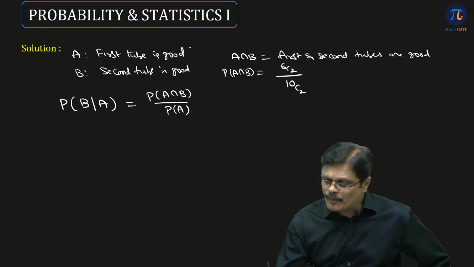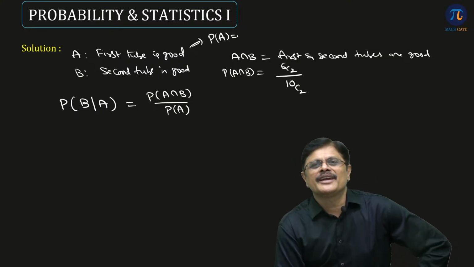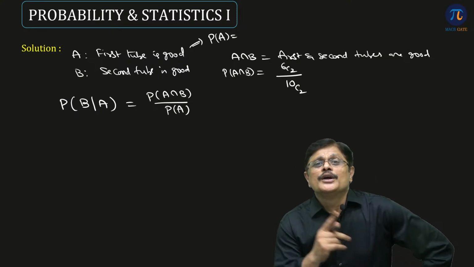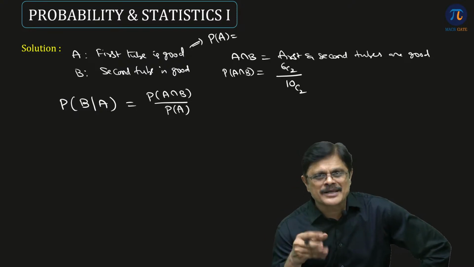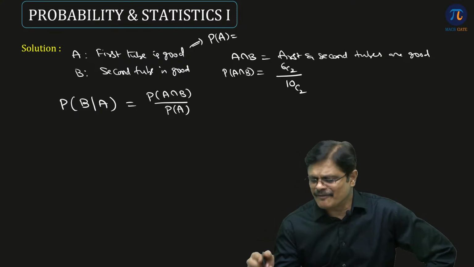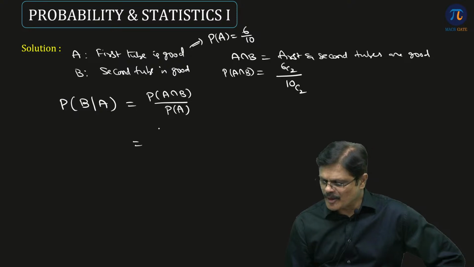Now what about the probability of A? You draw one tube, that should be good. A means one tube is drawn, that must be good. First tube drawn is good. So what is the probability of A here? 6 by 10.